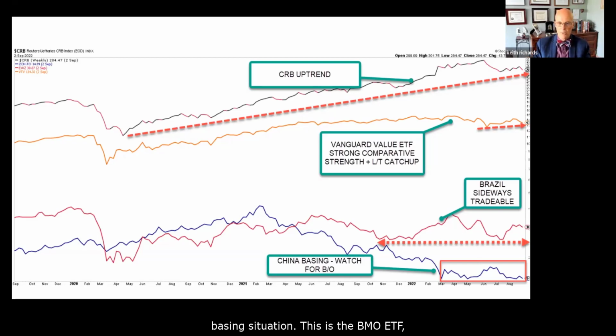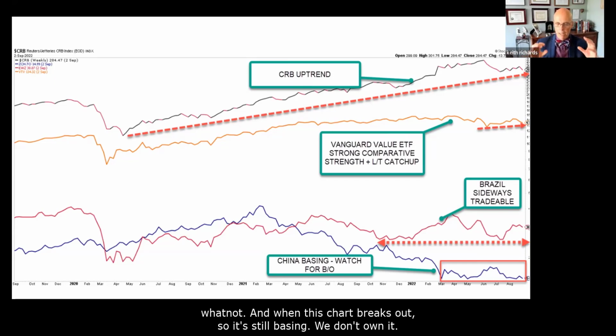This is the BMO ETF, which again, we don't own, but I'm using this because it's the A shares. It's the better quality shares, like Alibaba and whatnot. And when this chart breaks out, so it's still basing, we don't own it. We are not planning on buying it anytime soon, but this is one that we definitely have our eyes on because we love basing stocks. When they break out, they're powerful. So that's one to watch. So there's a few stock ideas for you as far as what we are thinking, what might happen in the next number of months or years.